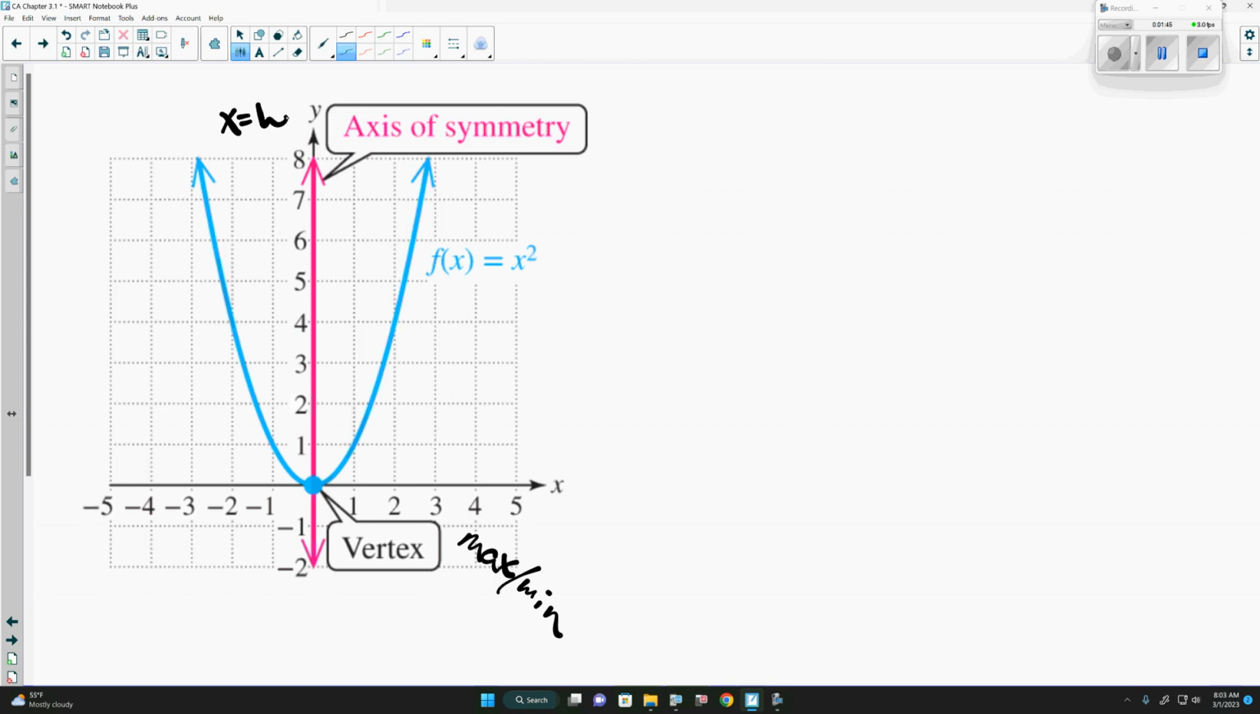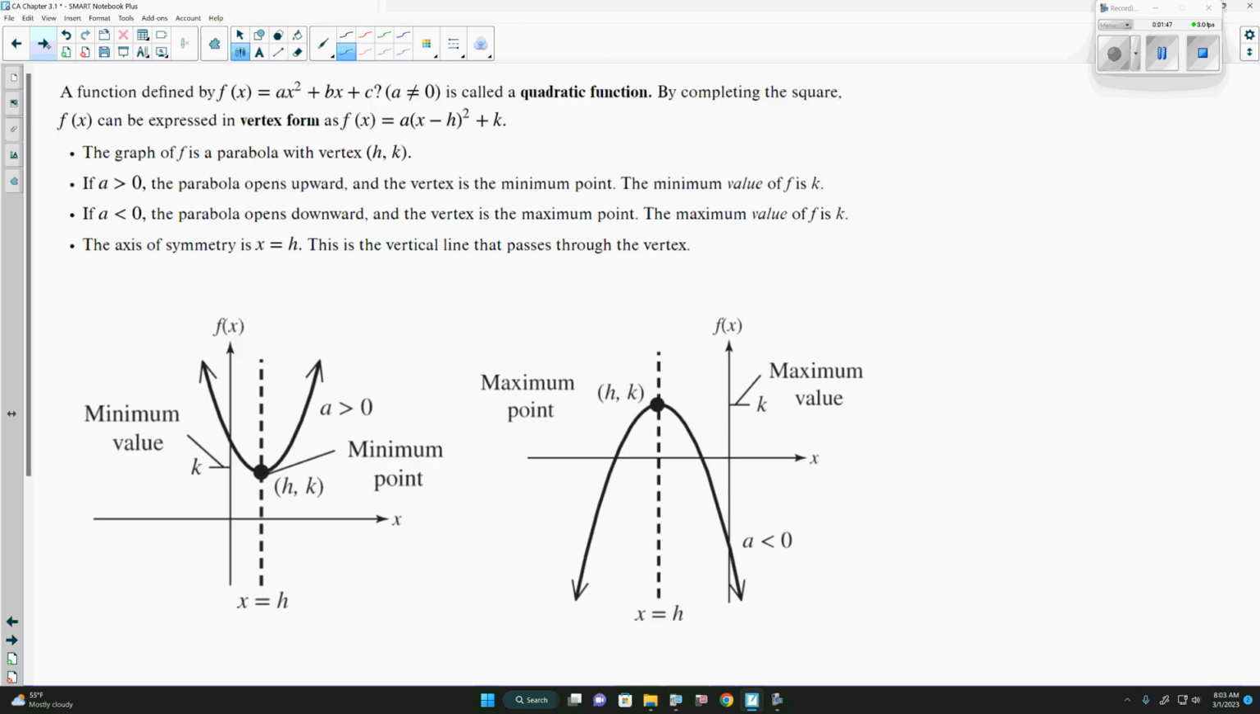And again, none of this is new. So all this here is included in your notes. A function defined by f of x equals ax squared plus bx plus c, where a is different than 0, is called a quadratic function. The reason we have to include the different from 0 is because if a is 0, the ax squared term is gone, just leaving us with bx plus c. And bx plus c is just the equation of a line.